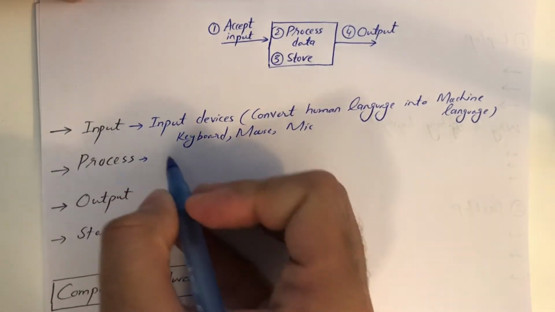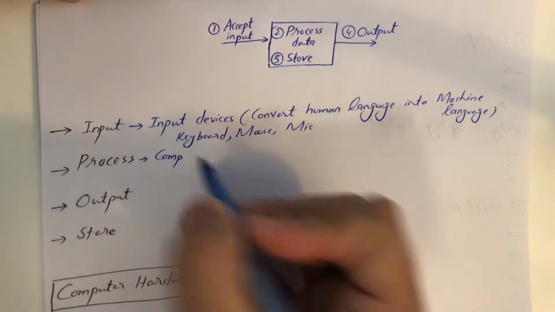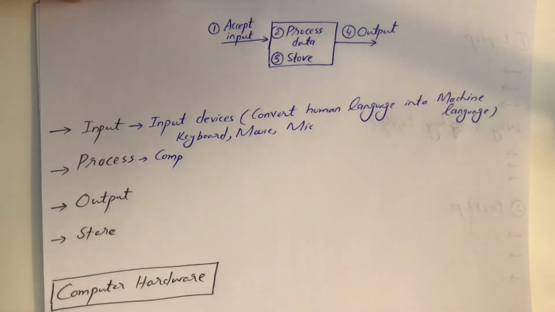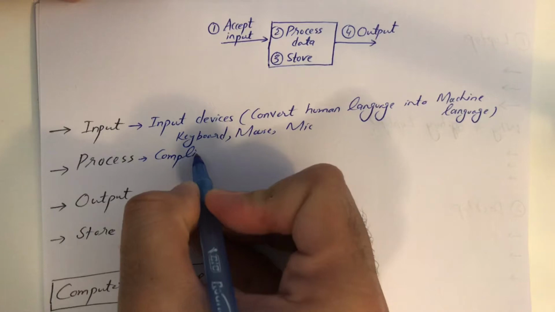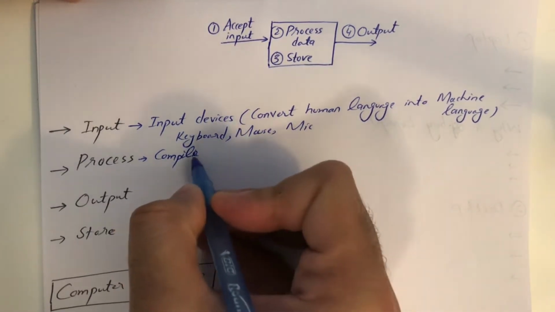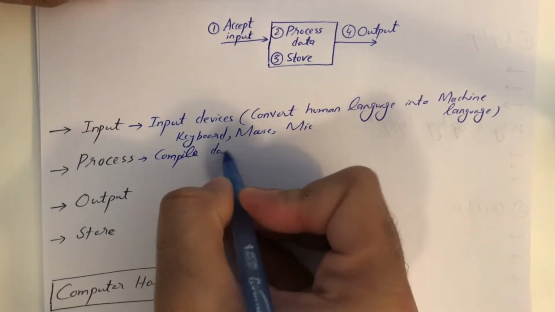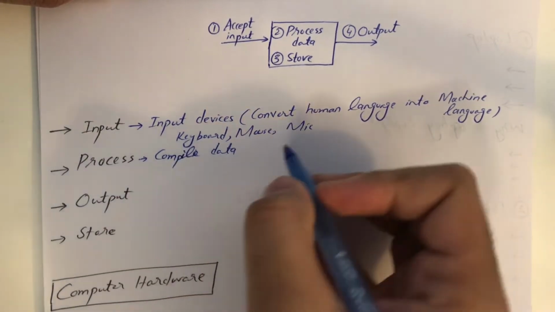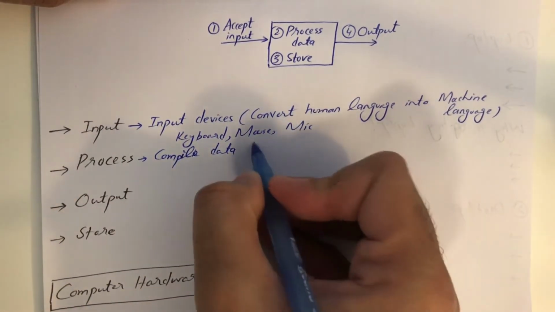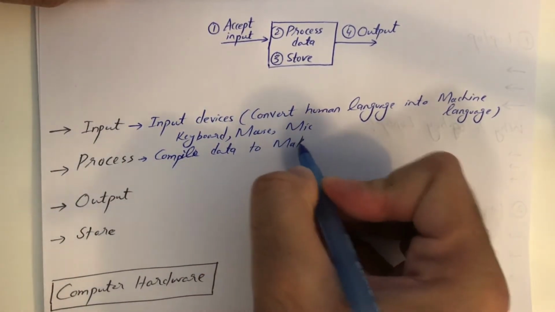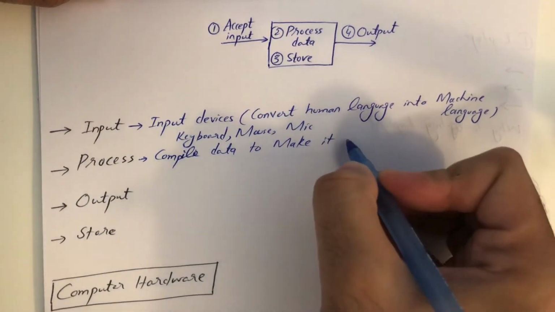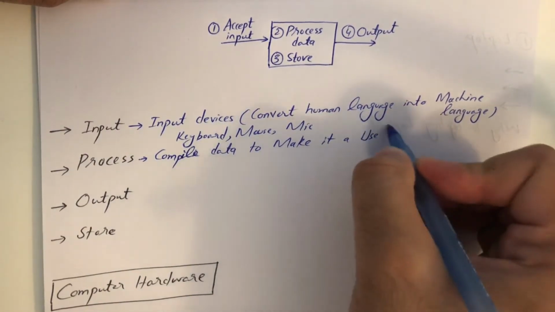Then processing is where we use the CPU, RAM, ROM and all that. What they do is compile data to make it more meaningful, to make it useful information.